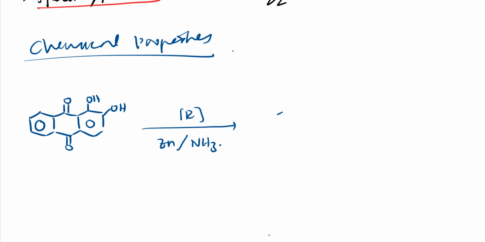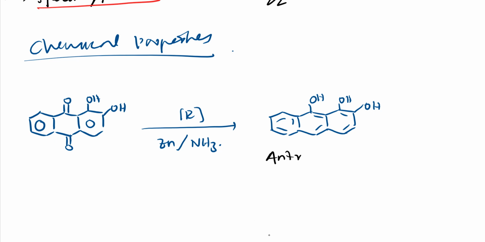See here. This is the benzene ring. Here it is reduced like this. Here OH and here OH. It is clear, I think. So it will give rise to anthrarobin. This is nothing but my anthrarobin.